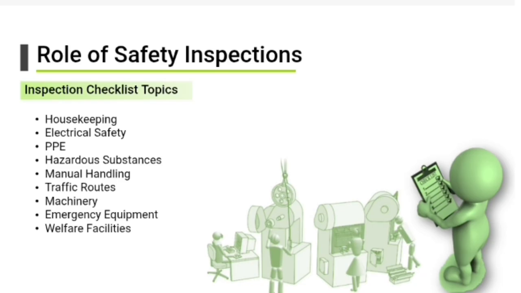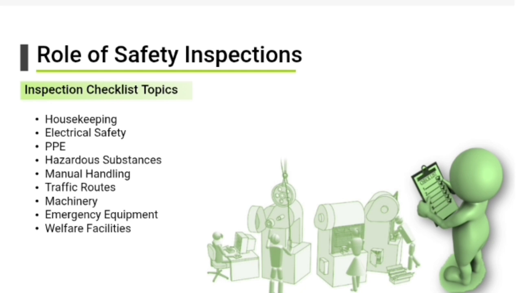Moving on to electrical safety, the condition of equipment and wiring, along with the implementation of preventive measures against electrical hazards, is scrutinized. Personal protective equipment, PPE, is assessed for availability and proper usage, while hazardous substances undergo inspection regarding storage, labeling, and employee training. Manual handling tasks are evaluated for potential risks, and measures to reduce hazards are examined. Traffic routes are scrutinized for safety, with attention to signage and markings.